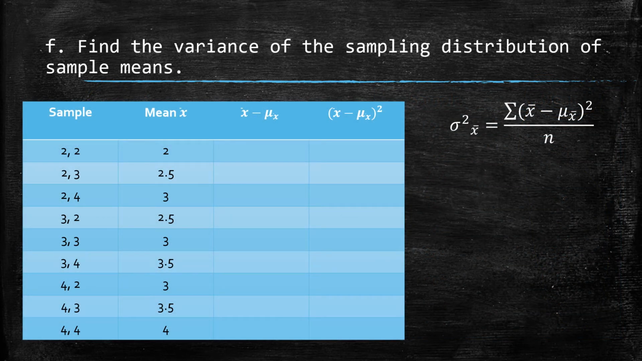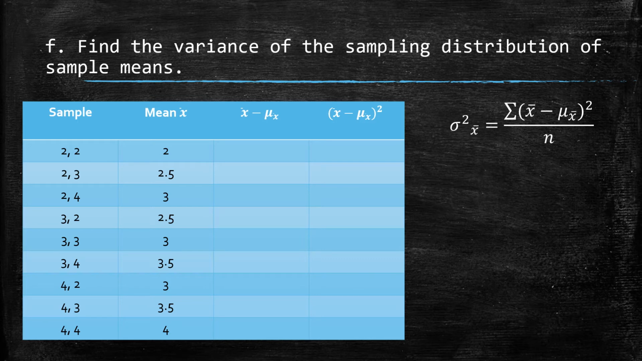Find the variance of the sampling distribution of sample means. So I have here a table. I just copied it from the previous slide again, but added some columns which will guide us in solving the variance. Based on our formula, you need to get the average of the square of the difference of the sample mean and the mean of the sample mean, divided by the sample size.